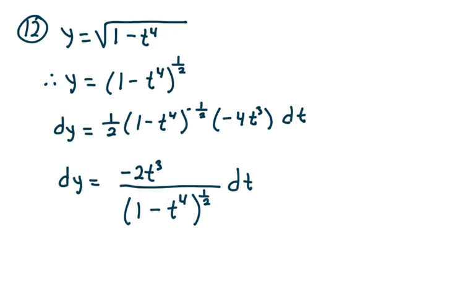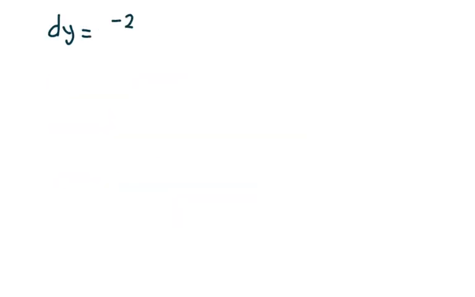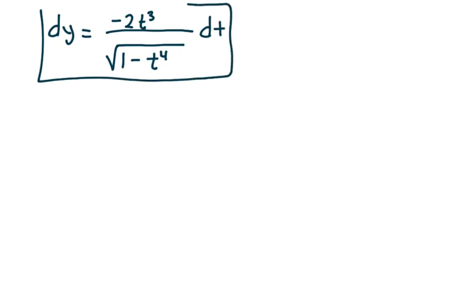And I'll just make one more step. We'll say dy is negative 2t to the 3rd divided by the square root of 1 minus t to the 4th dt. And we just found the differential of the given function. And that's number 12.